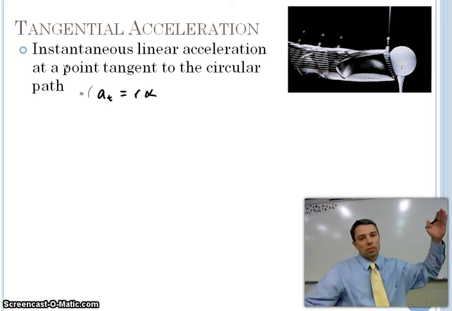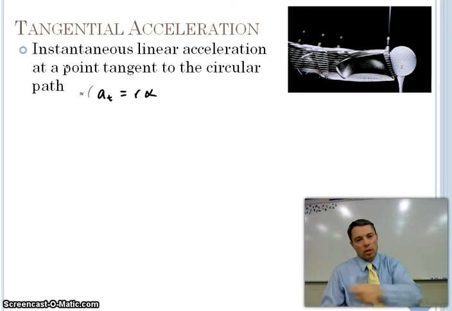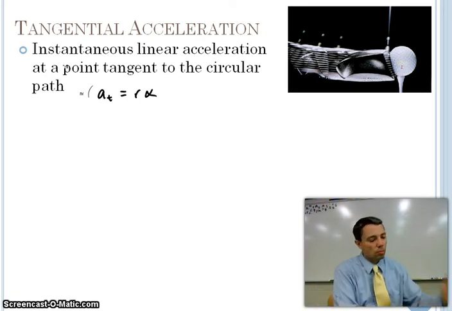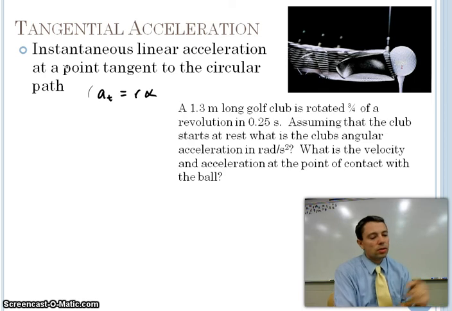Now, when you look at a golf club, it's like a radius. That club on the end is like the radius, and we're swinging it through. So it's very much a rotational problem. So how does this work? Well, I got a sample problem for us.